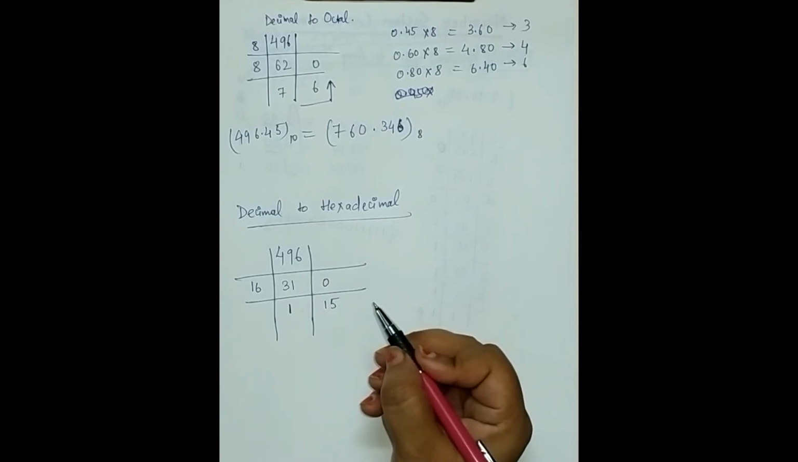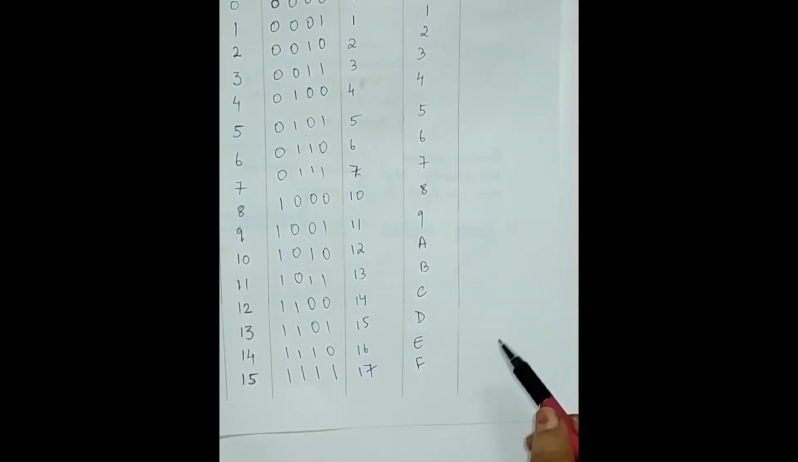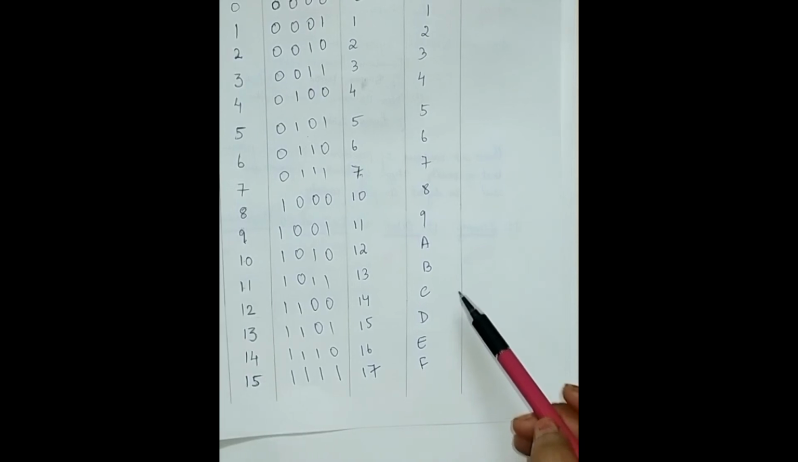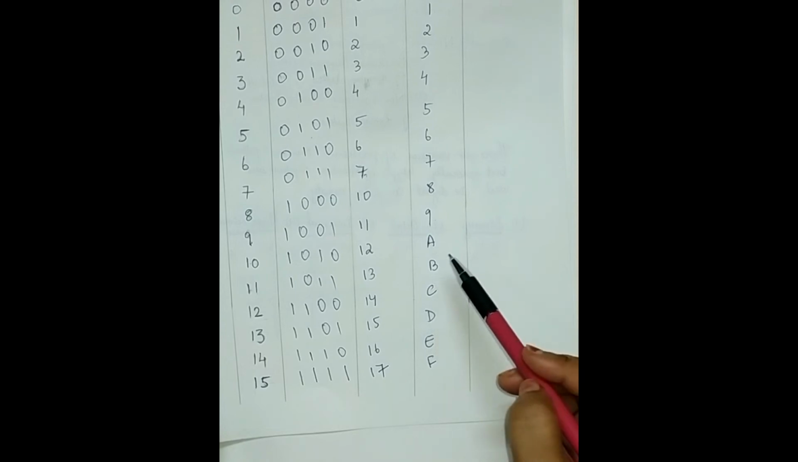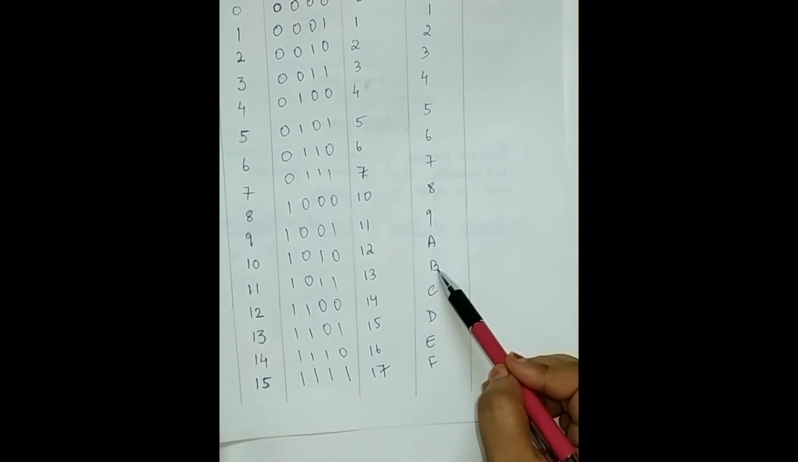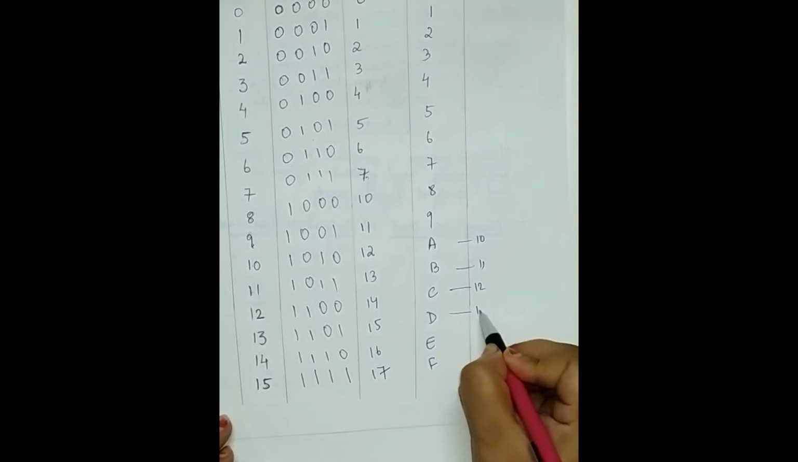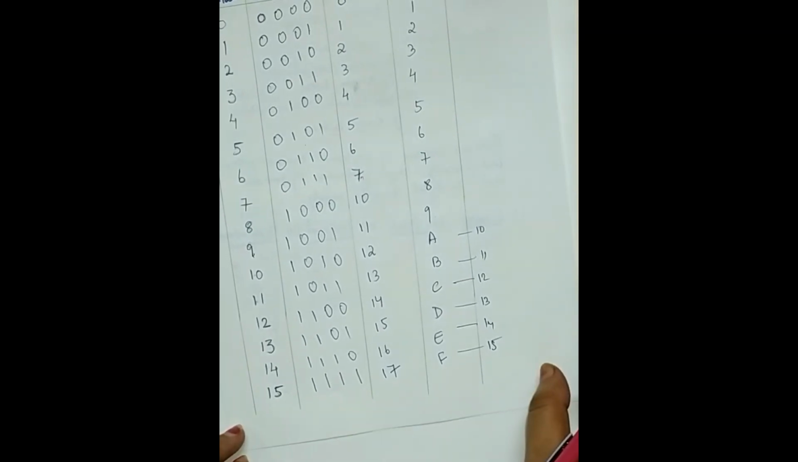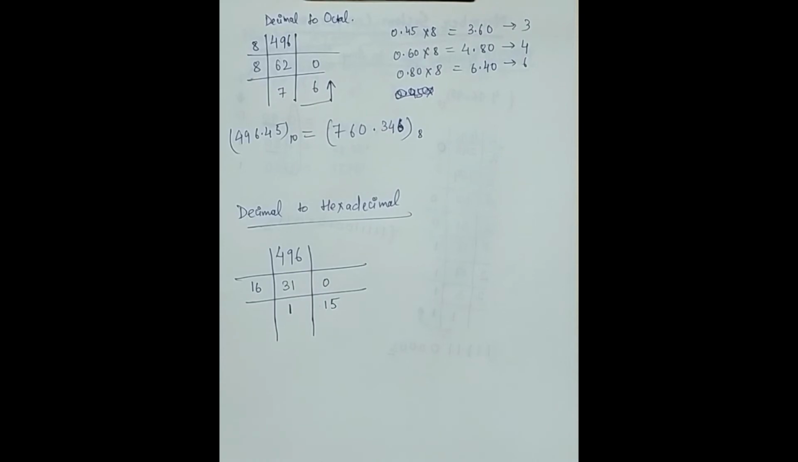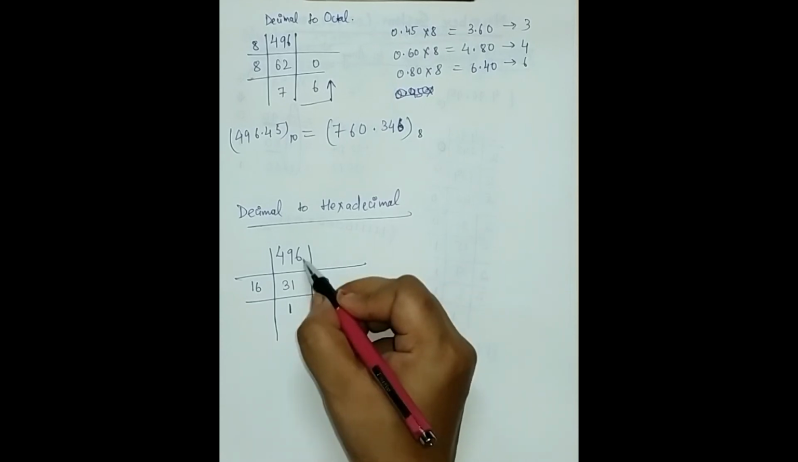Now you know that in hexadecimal number system 15 does not exist. I'll show you the table, which we did in the previous class. This is the hexadecimal. In hexadecimal, after 9 there is no 10, 11, 12. So 10 means A, this means 11, this means 12, this means 13, 14, and this means 15. So instead of 15 you will put F. It is denoted by F. Now 496 has been done.